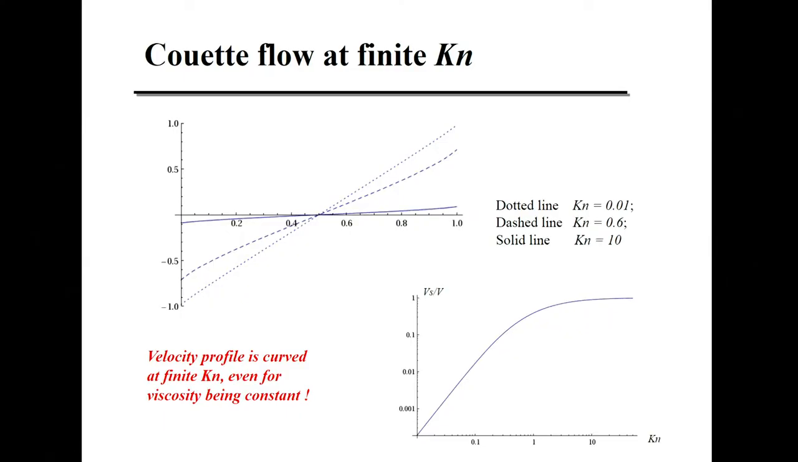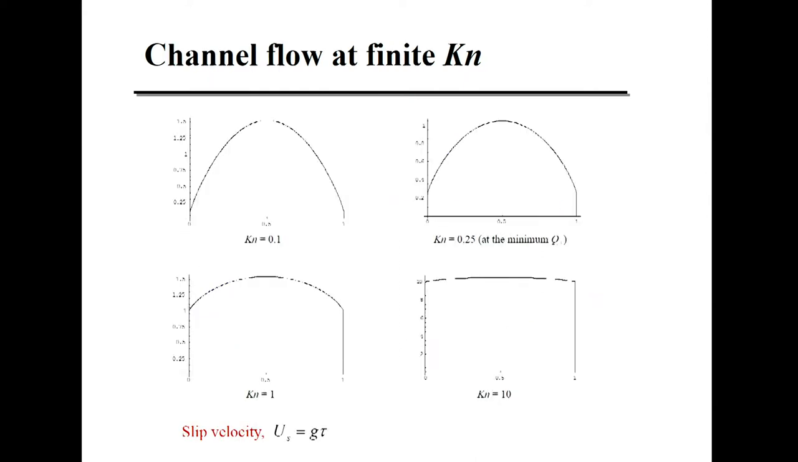And as the Knudsen number goes to infinity, actually you can find an analytical solution, asymptotes to a given slip velocity. Similar analytical solution can be found for channel flow. And this is at a small Knudsen number, which is very close to a parabolic form. And as you increase Knudsen number, you find the appearance of slip velocity and also deformation from parabolic.